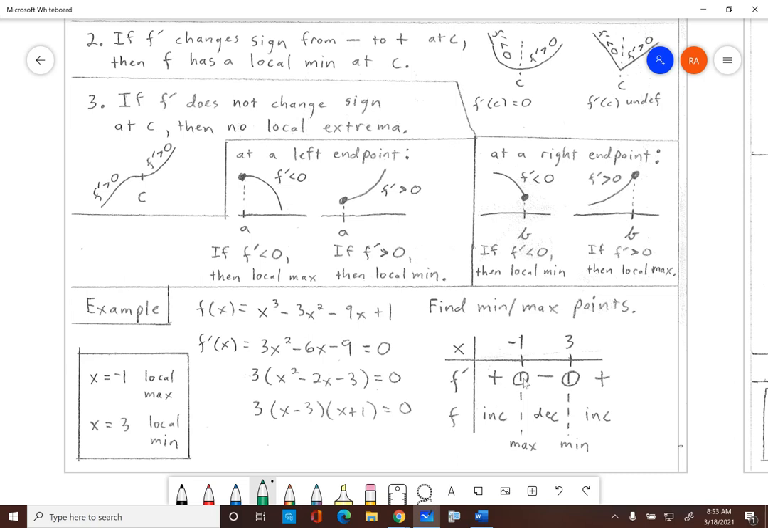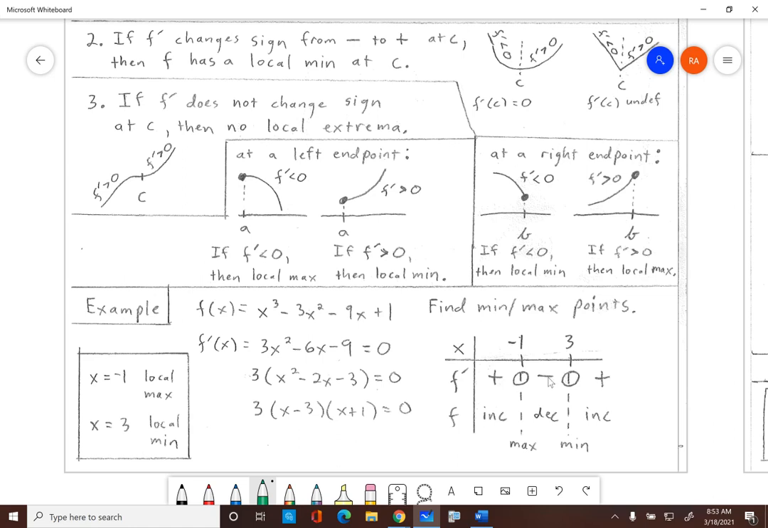Put a little 0 here and here, because that's where the derivative equals 0. And then let's check to the left and to the right. So now in the factored form, if I put in a number like negative 100, this would be positive because it's just a 3, times a negative would give me that positive.